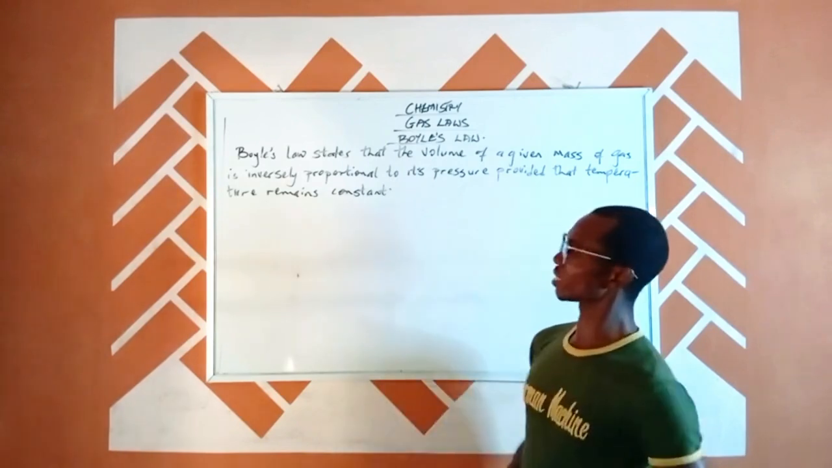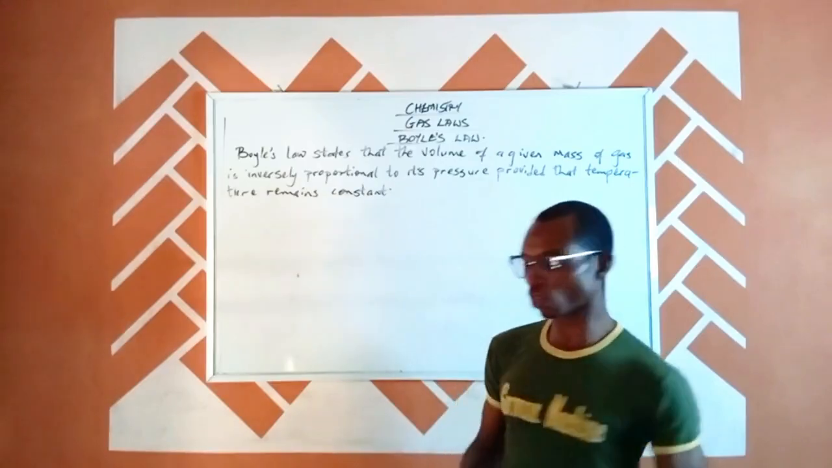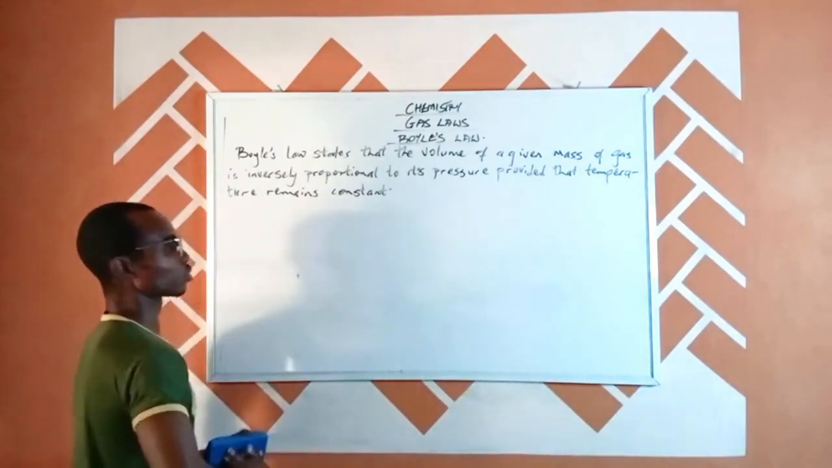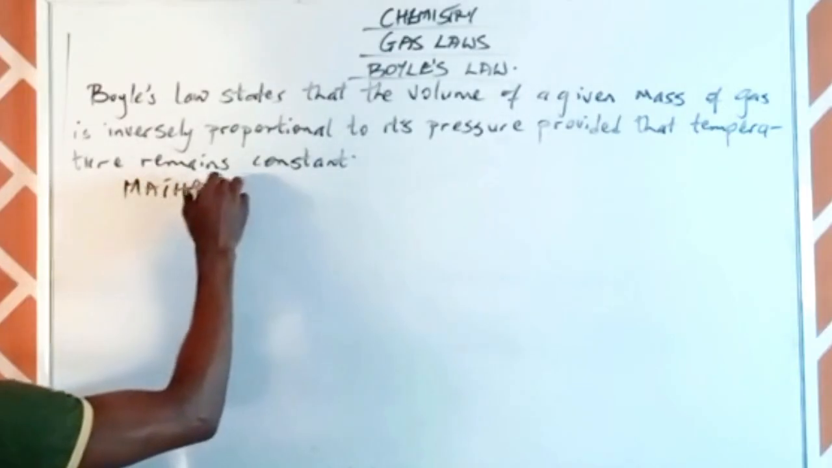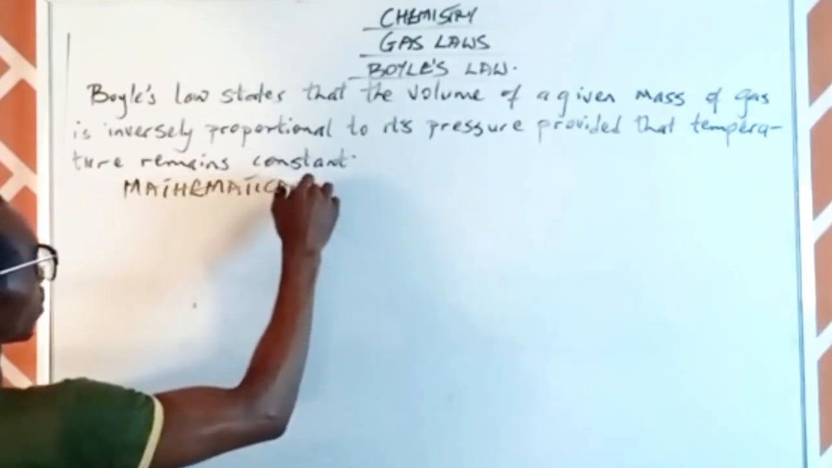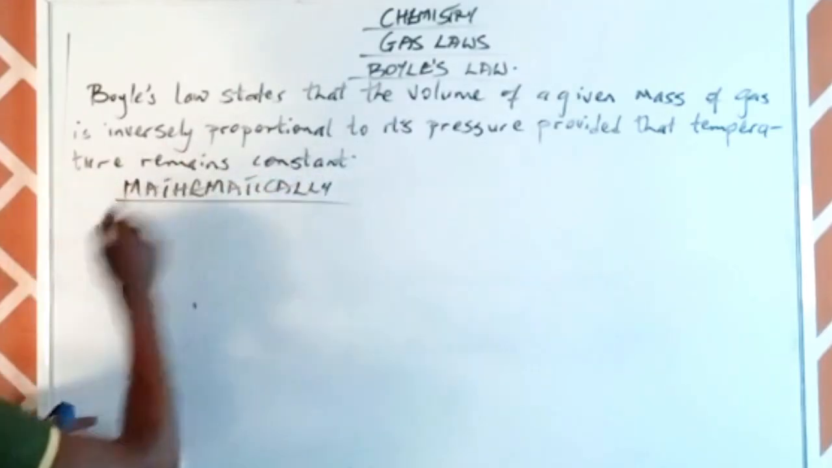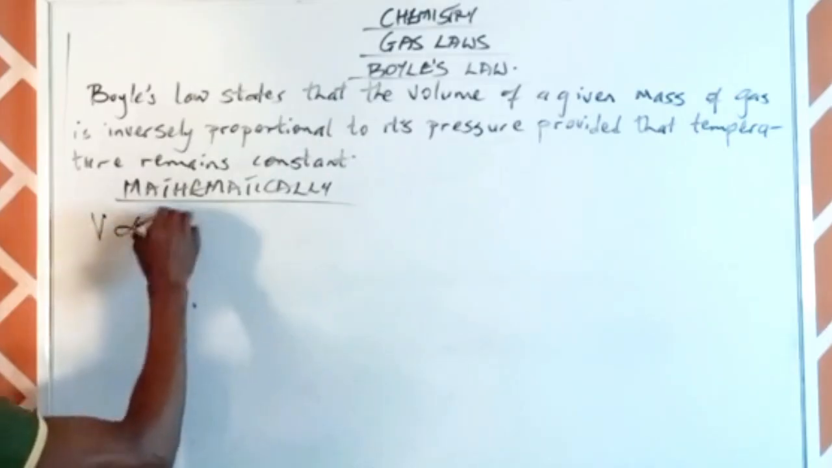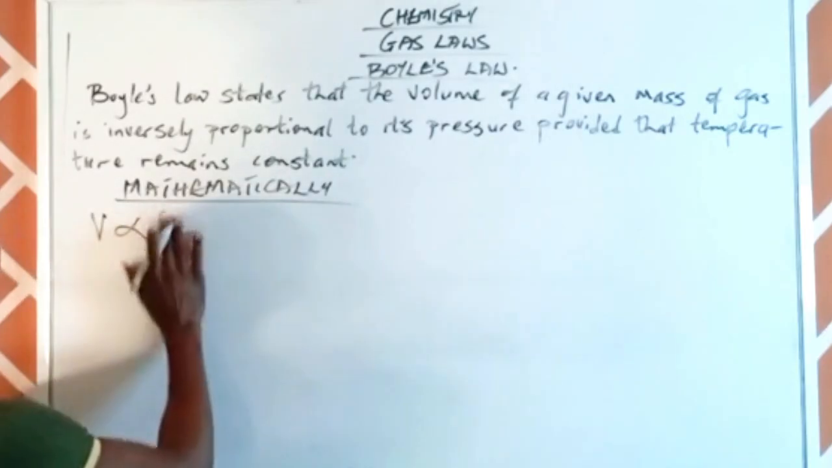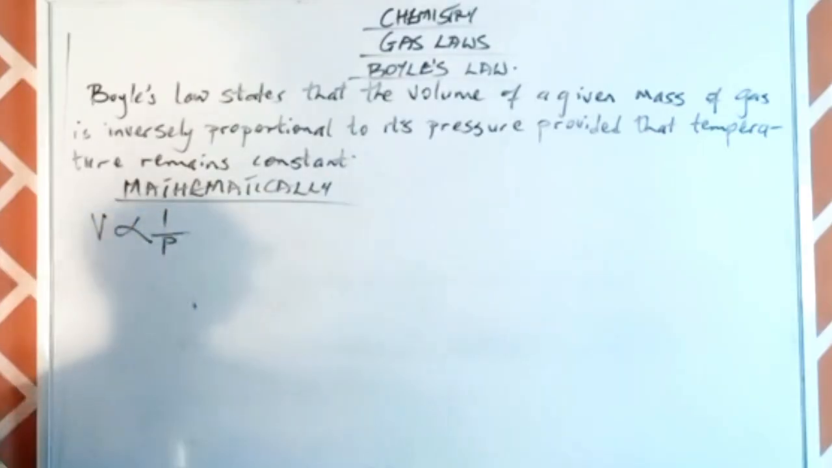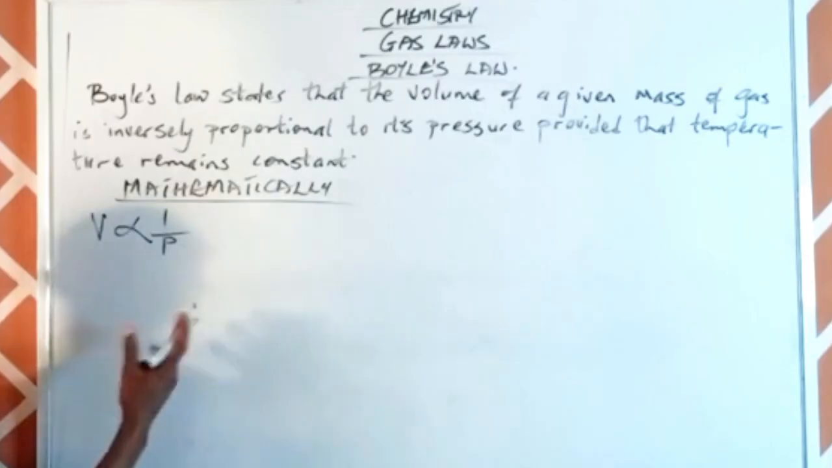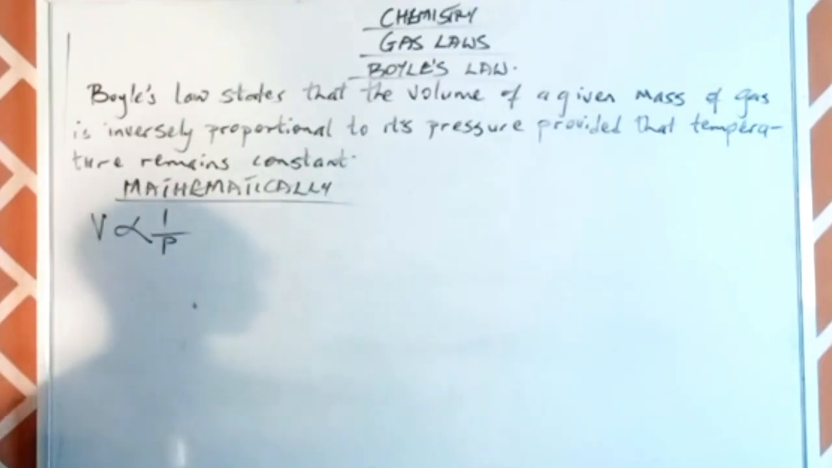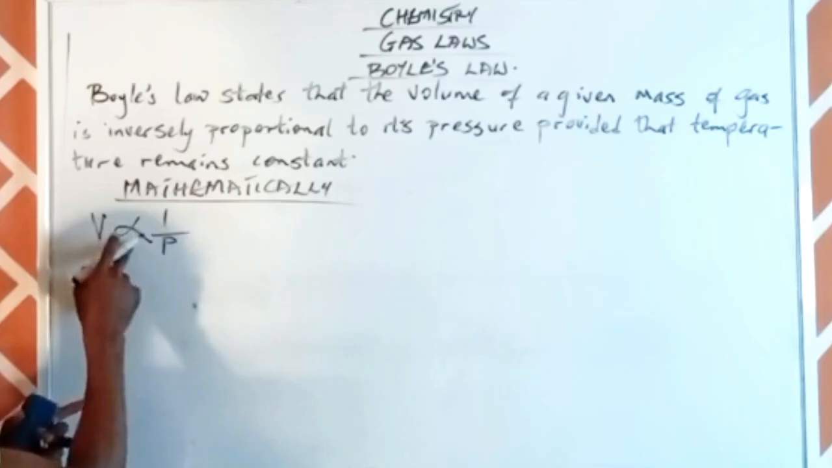So how can we get to understand what this is actually talking about? Let me show us mathematically what Boyle was trying to say. Mathematical representation of this. Mathematically, what Boyle was trying to say is that volume is inversely proportional to pressure. That is what Boyle was trying to say. So how do we make sense out of this? Let us see what it will look like if we are to bring it into a mathematical equation.